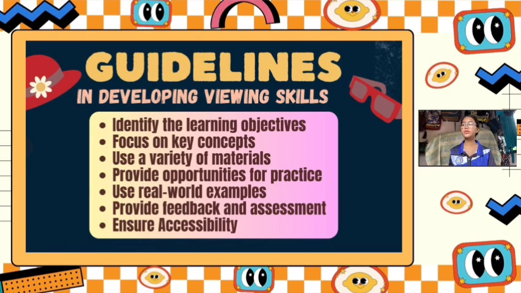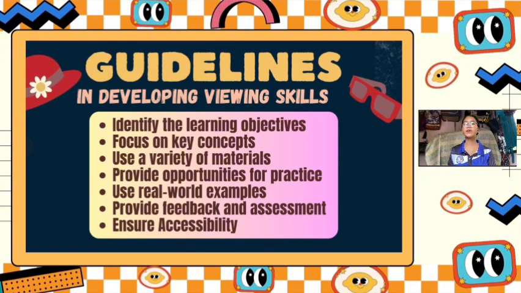Alright, now let's proceed to number 4, which is provide opportunities for practice. When we say provide opportunities for practice, this is where we encourage learners to apply viewing strategies through activities like analyzing advertisements, critiquing films, or interpreting data visualizations, fostering hands-on experience. In a classroom, we are not to teach our students that there is someone who has a monopoly of knowledge, because in a classroom setting there is no monopoly of knowledge. Therefore, we are to give our students the opportunity to practice what they are learning or what they have learned.